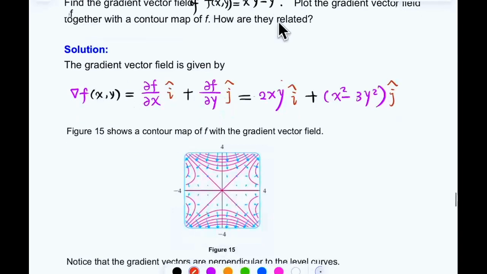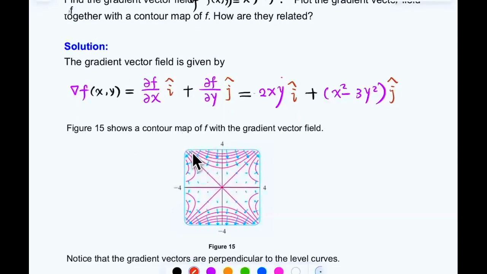And then over here, here's a picture. It's a contour map of this scalar function with the gradient vector field. So you see the pink, which one?